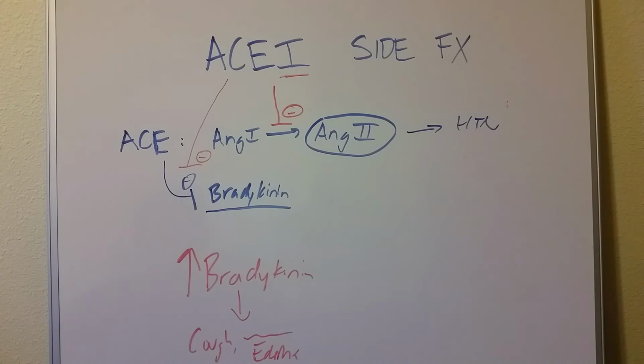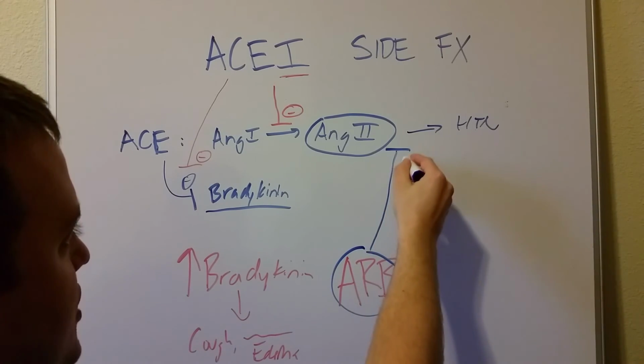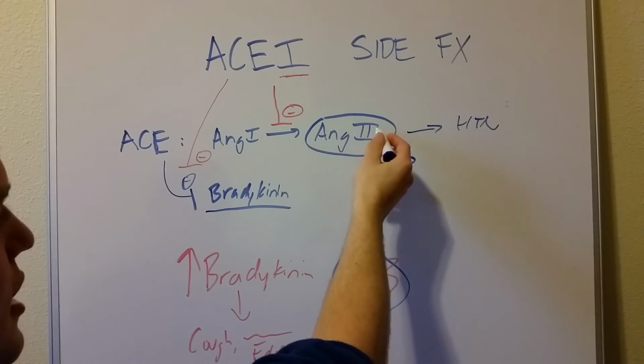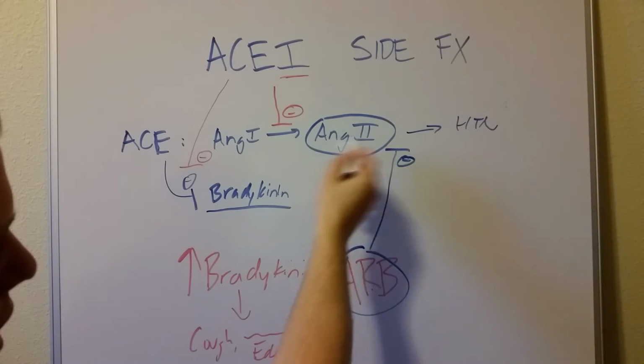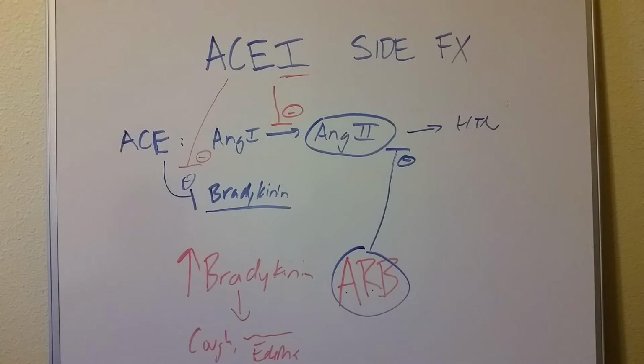Now, if we switch to an ARB, angiotensin receptor blocker, it actually works in a similar way in that an angiotensin receptor blocker comes up to angiotensin 2 and blocks its receptor. So just like an ACE inhibitor, we're essentially blocking angiotensin 2 and thus stopping hypertension with an ARB. They're not as commonly prescribed. ACE inhibitors are usually a first line. So that's one thing you could change to.